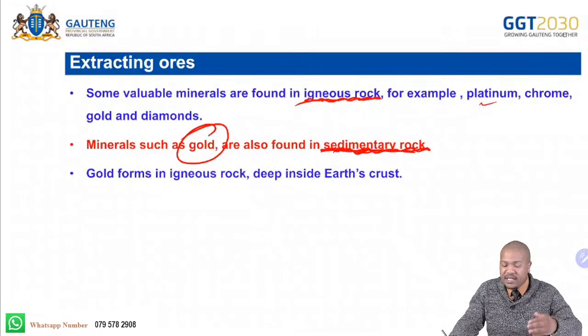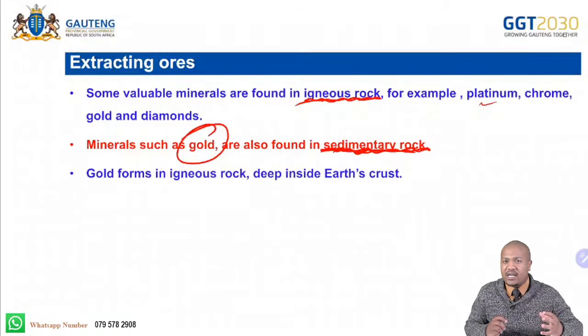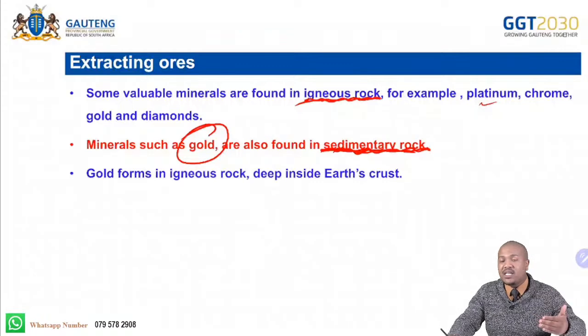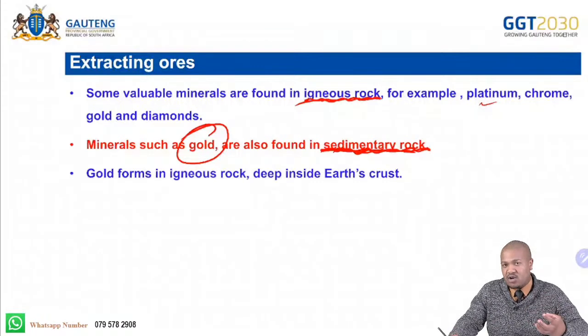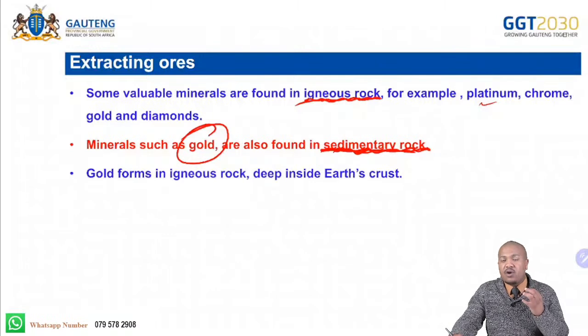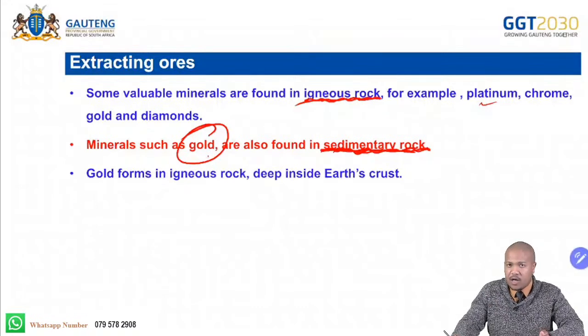And gold forms in igneous rock as well, which is deep inside the Earth's crust. So hence I'm saying, due to soil erosion and also weathering, we have those pieces of rocks that are called sediments that are going to be deposited, and also they are going to become compacted together to form a sedimentary rock, right? So in that process, you find also pieces of gold, or gold ash, in that sedimentary rock, and as a result, gold can be found also in a sedimentary rock.